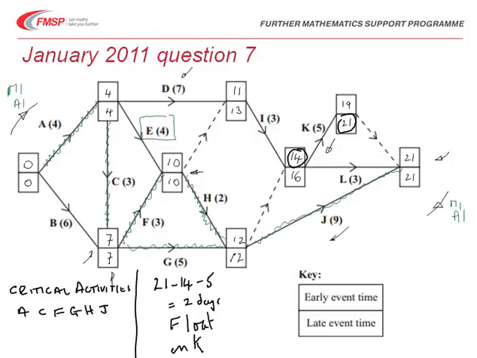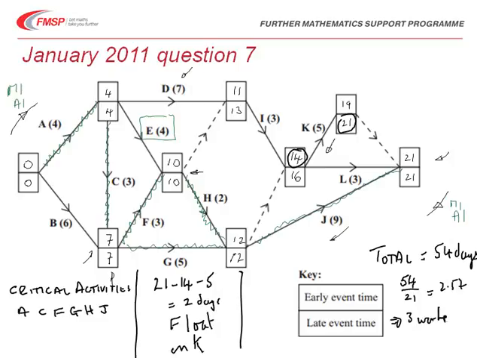Then the final part of the question was to work out the lower bound for the number of workers needed to complete the project. The lower bound is found from the total time. If I work out the total time just by adding them all up, we find that it's 54 days. We know that the length of the critical path is 21, so we take the 54, divide it by 21, and that comes to 2.57, and therefore we're going to need 3 workers at least for that lower bound value.